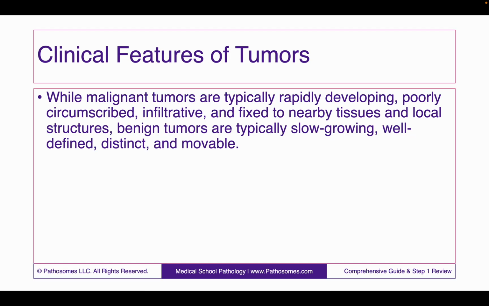Let's talk about clinical features of tumors. While malignant tumors are typically rapidly developing, poorly circumscribed, infiltrative, and fixed to nearby tissues and local structures, benign tumors are typically slow-growing, well-defined, distinct, and movable.